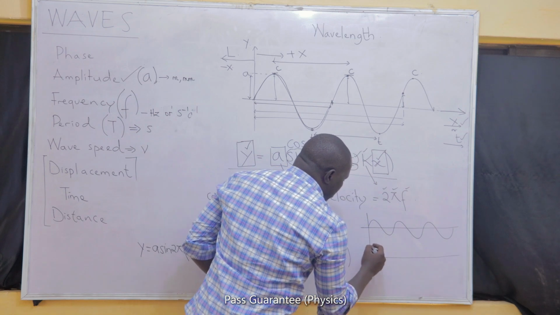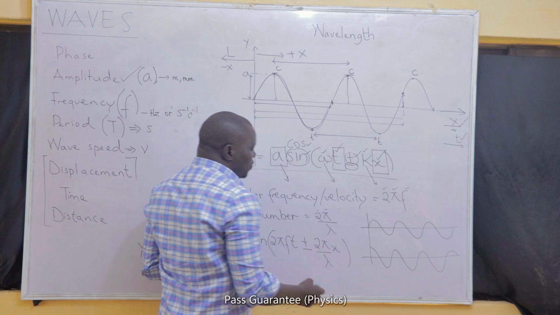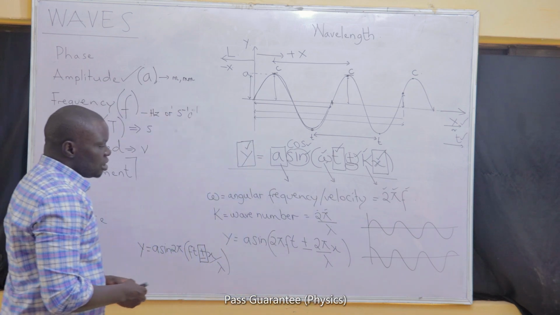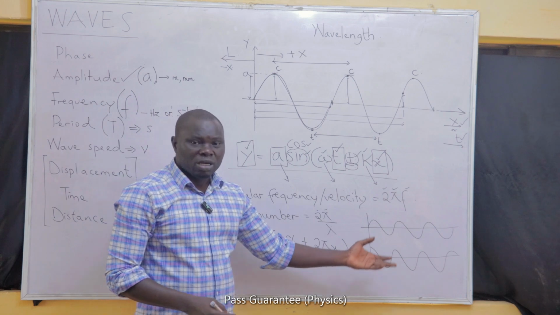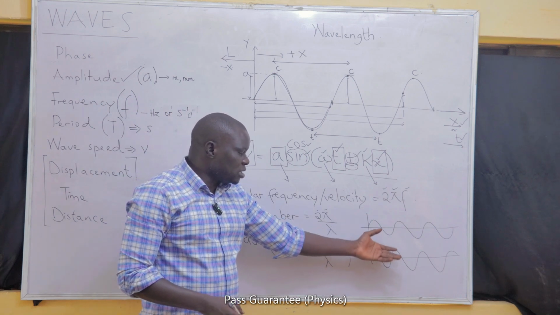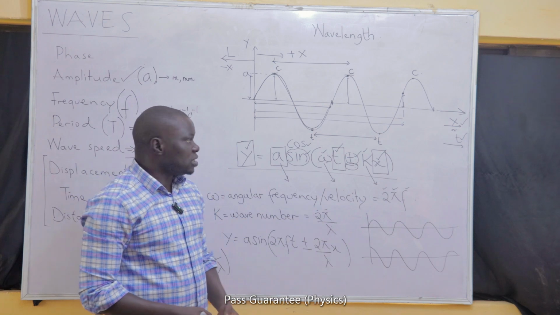Cosine can be used to express a wave that is not starting from the origin. And in both cases, every other quantity remains the same. Whether it is represented like this or like this, your amplitude remains the same, your wavelength remains the same, your frequency remains the same, your period value remains the same.